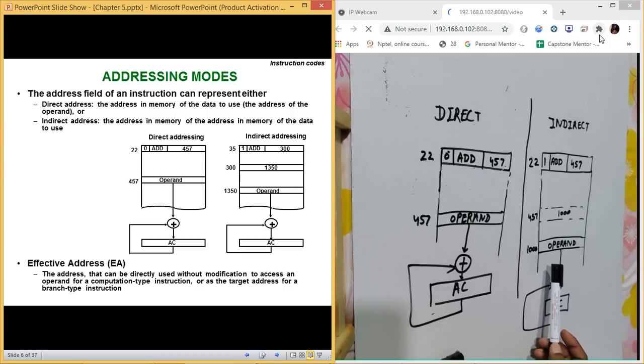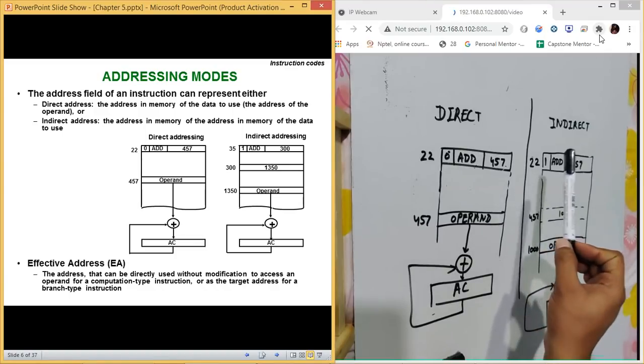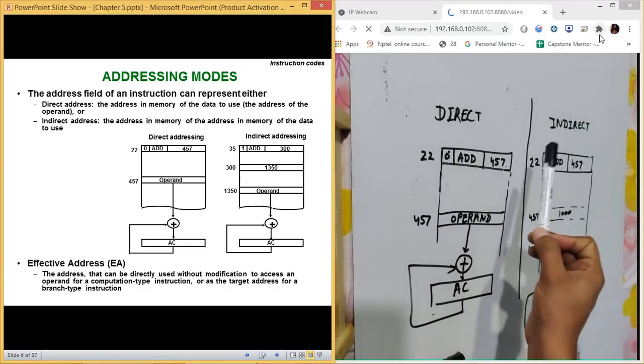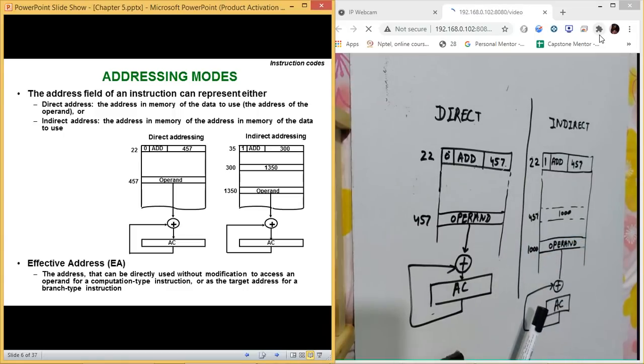Because sometimes it is not possible to directly give the address. Like in the case of your pointers, we point to a particular location. So when we are using the pointers, we are not directly giving the address, we are using the indirect addressing in that case. So that is why it is important to have direct and indirect addressing available.